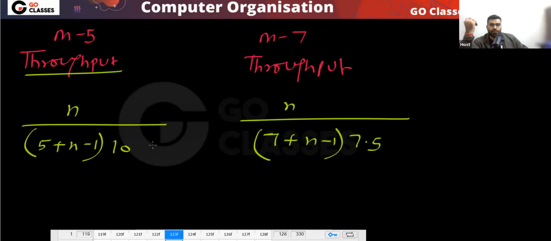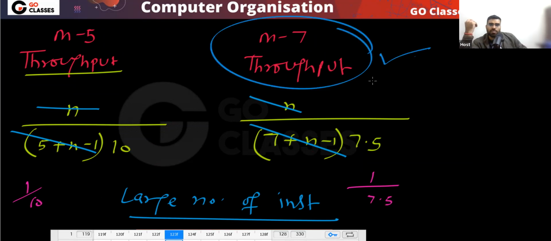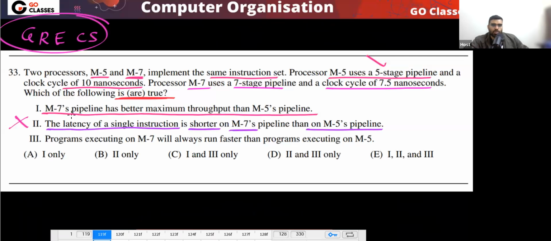If you calculate for a large number of instructions, always calculate for a large number of instructions, then the n will cancel out. So here you will get 1 by 10 and here you will get 1 by 7.5. So you can see that this has better throughput. Yes or no? This M7 has better throughput.